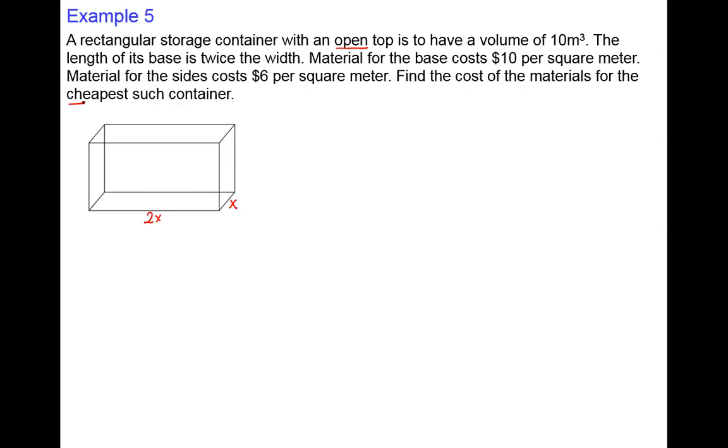Okay? That means we see cheapest. What do you think we have to do? Maximize or minimize? Minimize, of course. Minimize the cost. And in order to get the cost function, we have to go through the materials, which means through the surface area, because I have to have the amount of material that I need to build the base and the sides. And of course, always remember, include the prices.